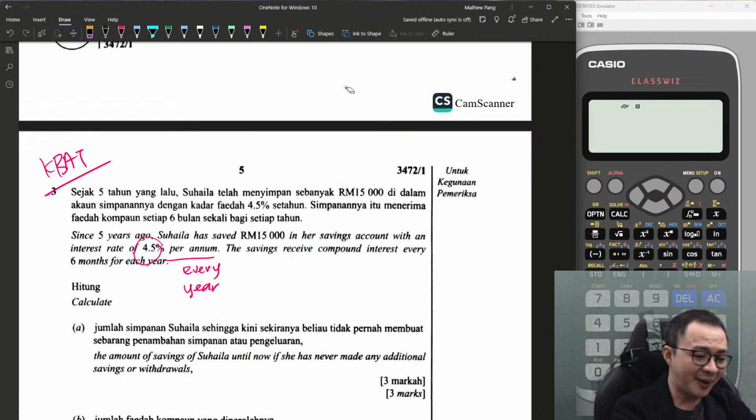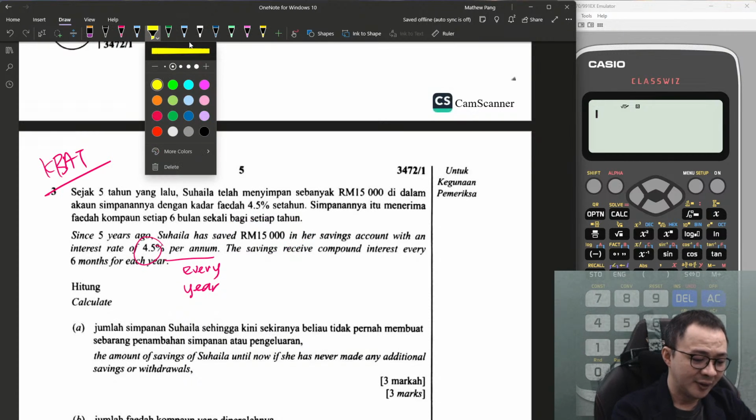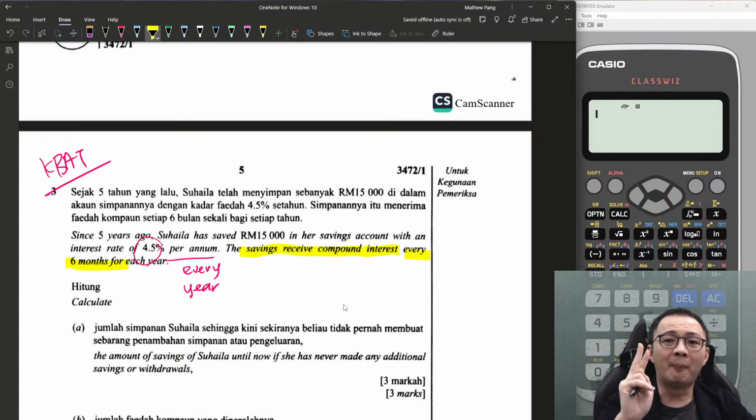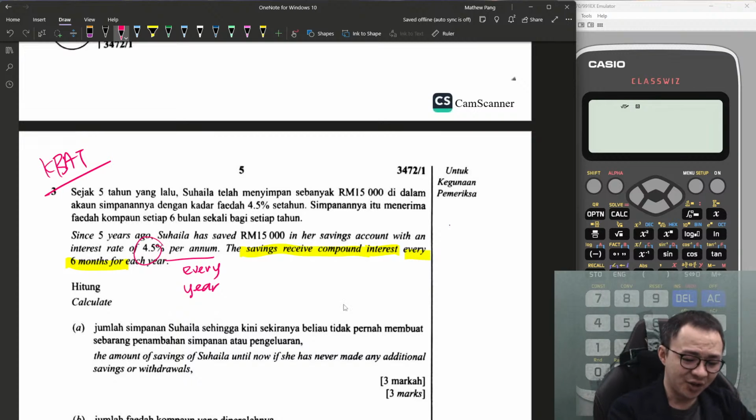The challenging part is this one, because the saving receives the compound interest every 6 months. That means in 1 year you will compound two times. So I want to know what is my compound interest for every 6 months. Because 1 year is 4.5%, right? So it's not hard to guess, if this one is per year.